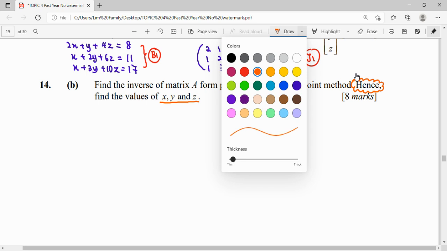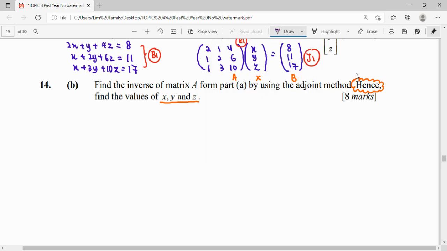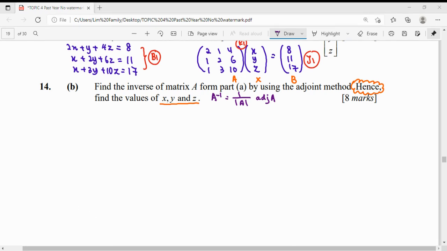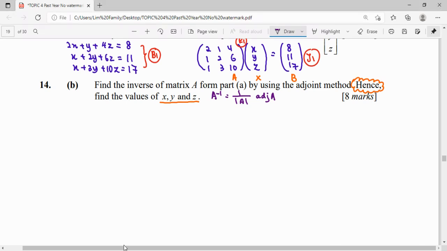The first task is finding our A inverse using the adjoint method. So A inverse using the adjoint method needs determinant A and adjoint A. So first of all, I'm going to find out what the determinant of A is.